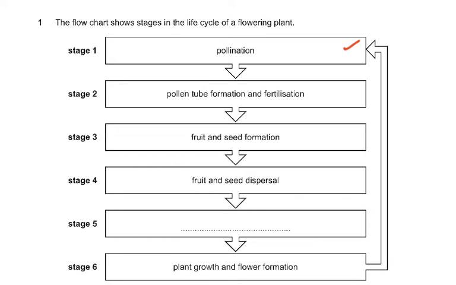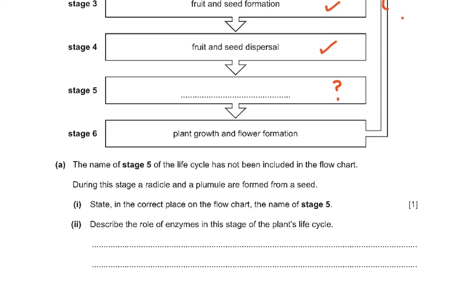And then the pollen nucleus is going to pass through the pollen tube and result in fertilization with the female gamete. Then there is going to be fruit and seed formation. You know, the ovule will become the seed and the ovary will become the fruit. So the ovary wall will be the fruit wall. And then the fruit and the seed has to be dispersed. Then step 5 has been left as an open-ended question. And then we have plant growth and flower formation.